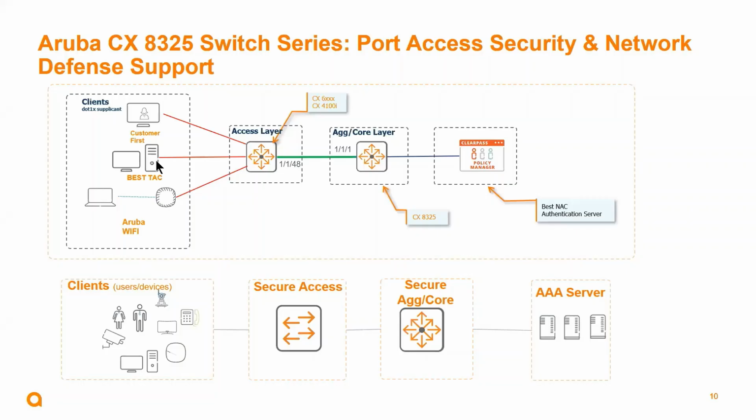So in the demo, I'll be using the same topology. I will have an endpoint connected to the access switch. For the access switch, I have taken a CX 6400 box, and from the access switch, it will be connected to the CX 8325, that is our core layer box. And then from there, we will have our ClearPass Policy Manager connected as a RADIUS server.